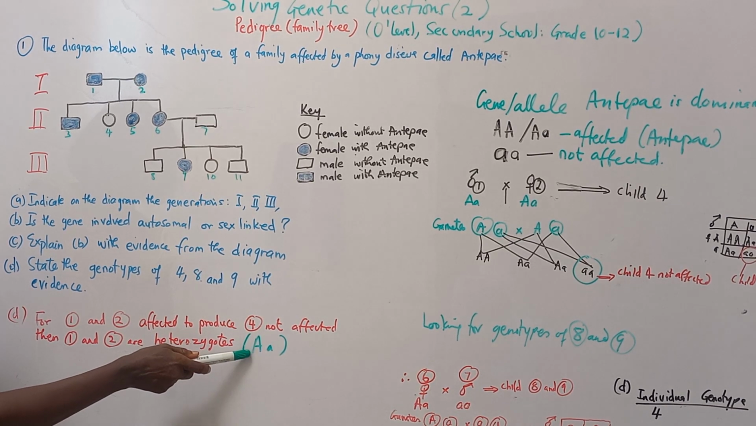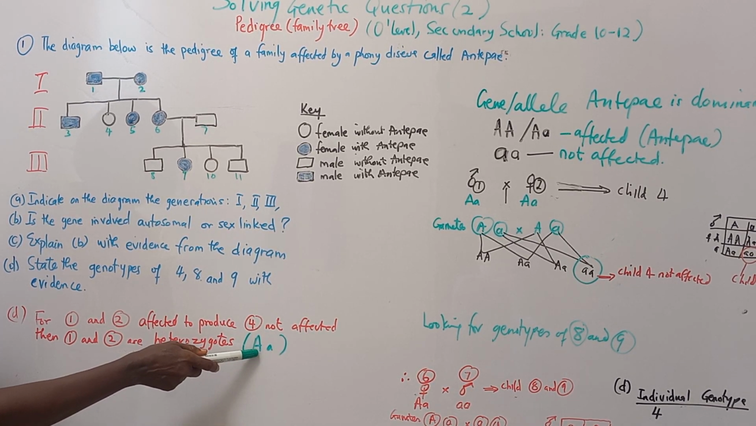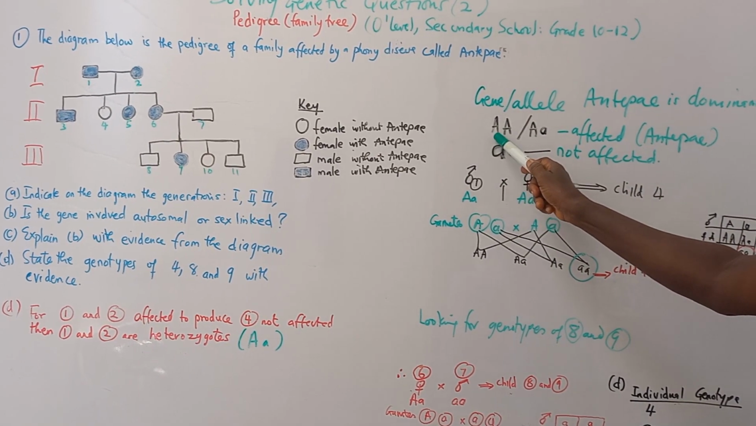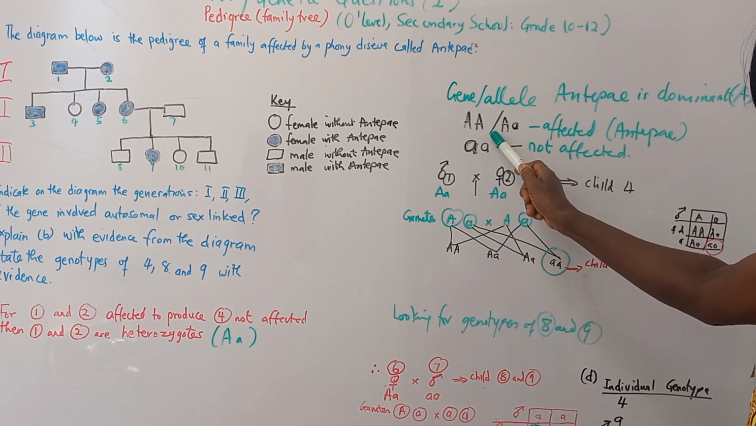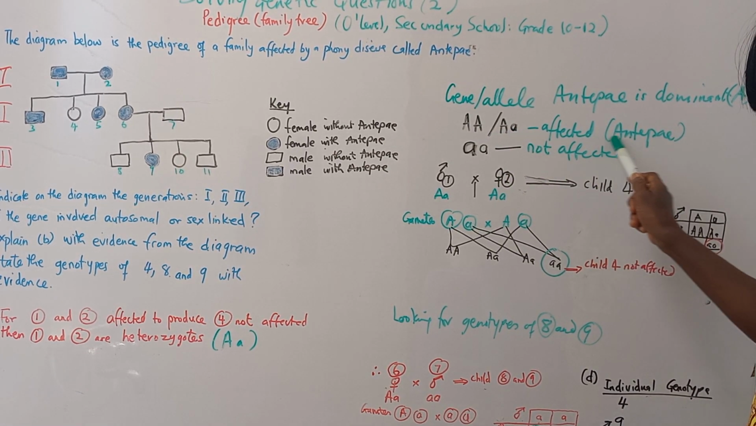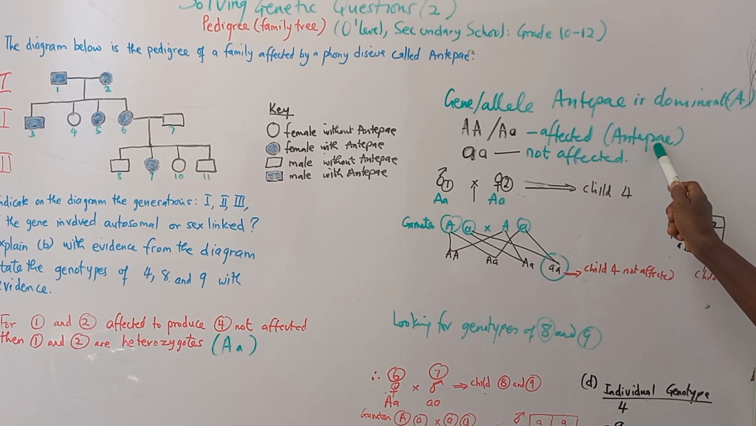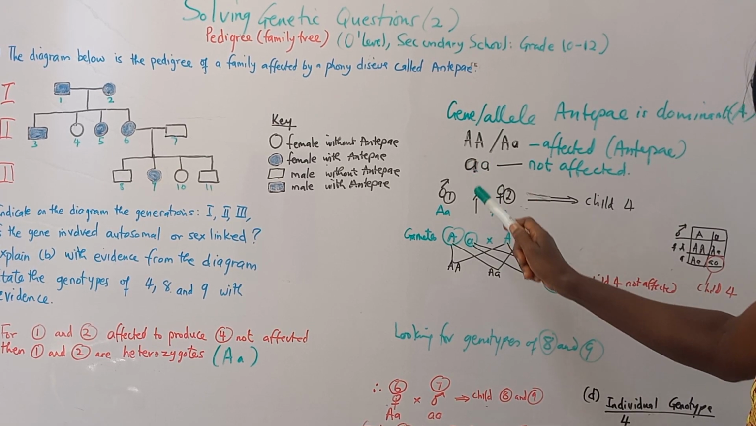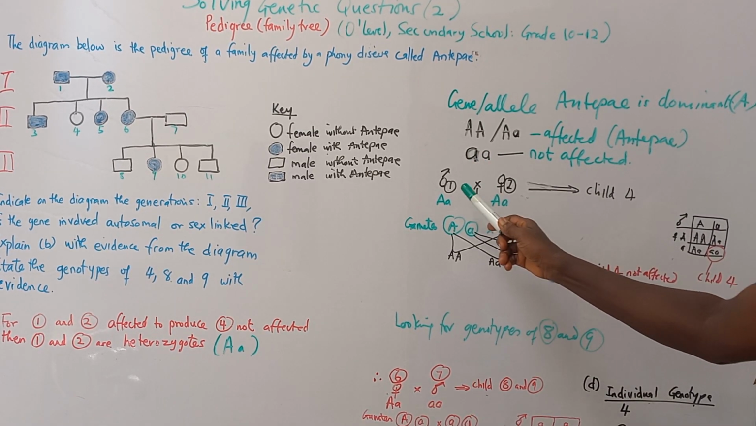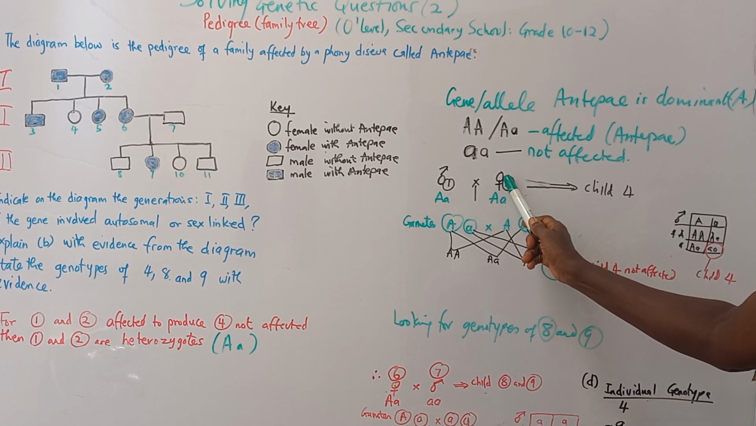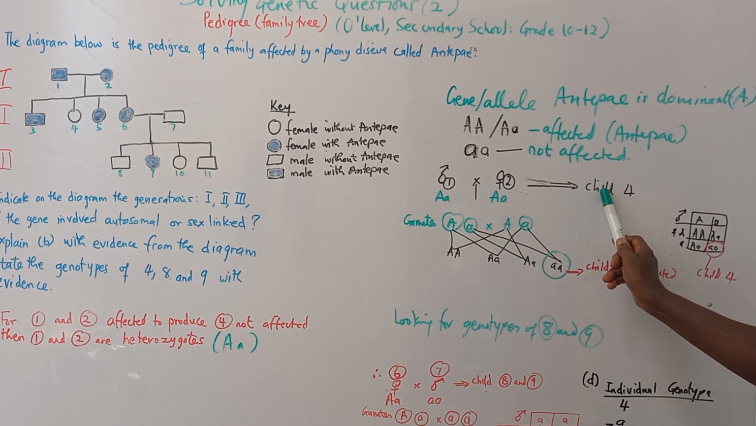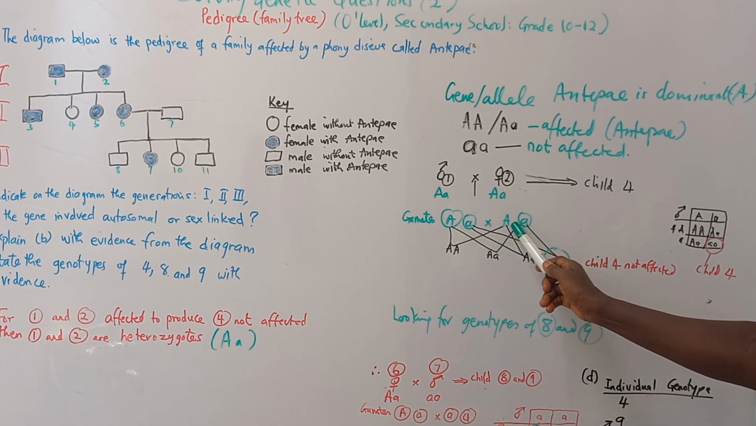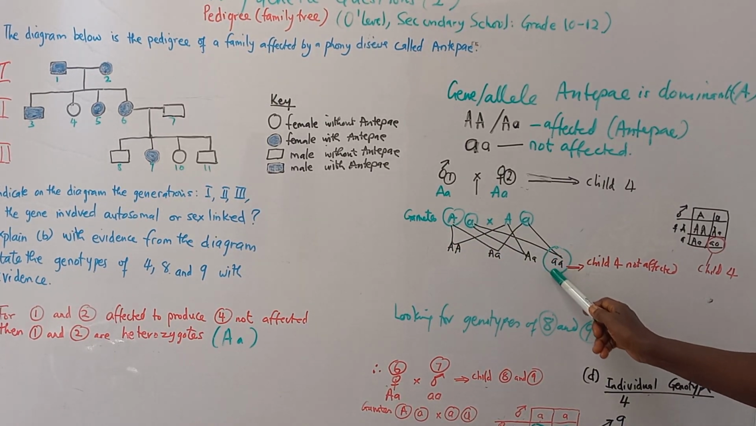So we are regarding the gene as a dominant gene A. If you have individuals with genotype big A big A, or big A small a, these individuals will be affected with antipi. And the individuals that are not affected must be small a small a, recessive homozygous. For individuals 1 and 2 to produce a child that is not affected, they are heterozygotes. And these are the gametes. If you want to cross them, this is the child 4.